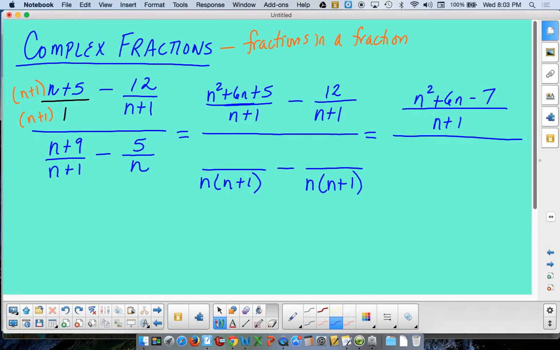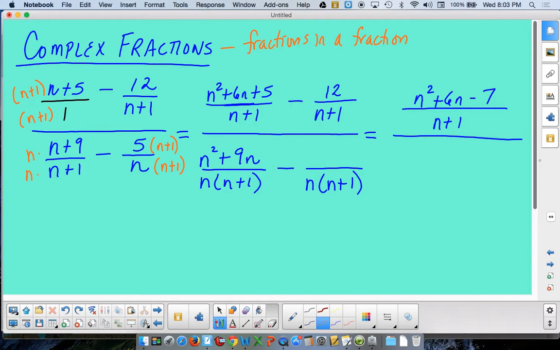Okay, so back to the beginning. What is the first fraction missing in the common denominator? The first fraction is missing the n. So I'm taking it times n on top and bottom. Okay, so I'm distributing that, and that's going to give me n squared plus 9n. The second fraction, what is it missing? It's missing the n plus 1 quantity.